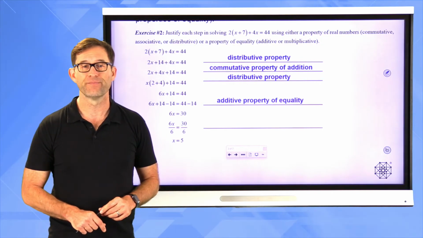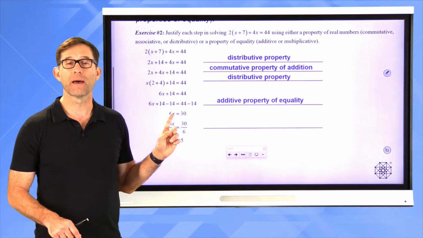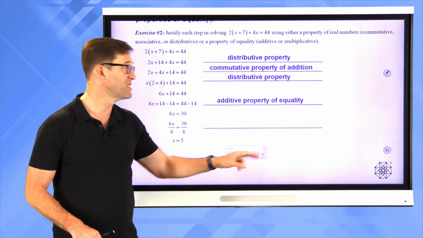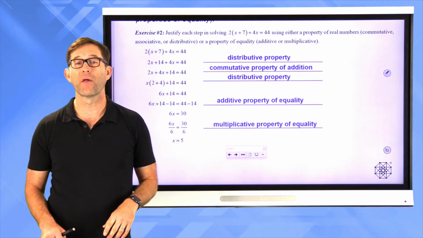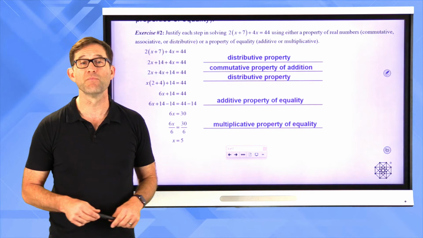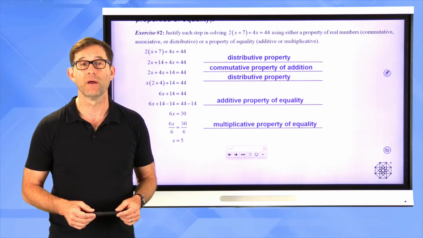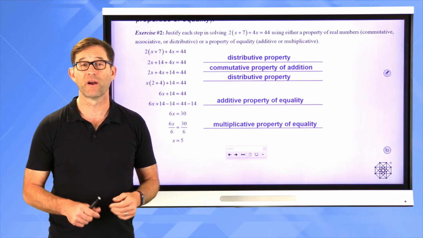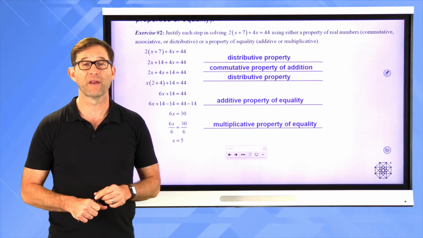Finally, the last real step here, 6x equals 30, dividing both sides by 6, we're going to go back and call that the multiplicative property of equality, because again, what we're really doing is multiplying both sides of this equation by 1/6. And again, if you put the division property of equality in there, I'd be completely okay with that as well.